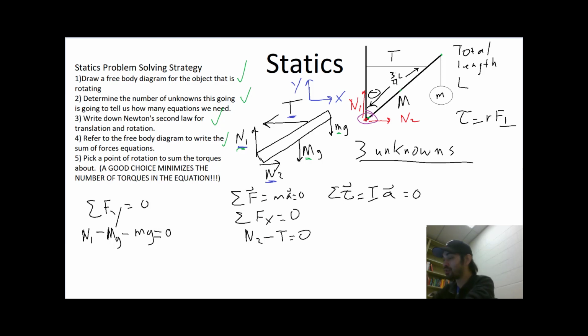So now let's sum the torques about that point. Okay? So this is the point. So we can write down our sum of torques equation. And we have this angle here. This is the angle theta. Now this is where things are going to get a little bit tricky in terms of how we are going to set up what the angles are.